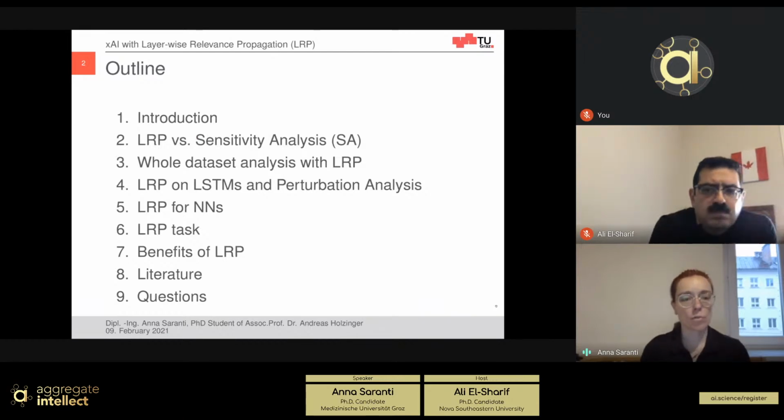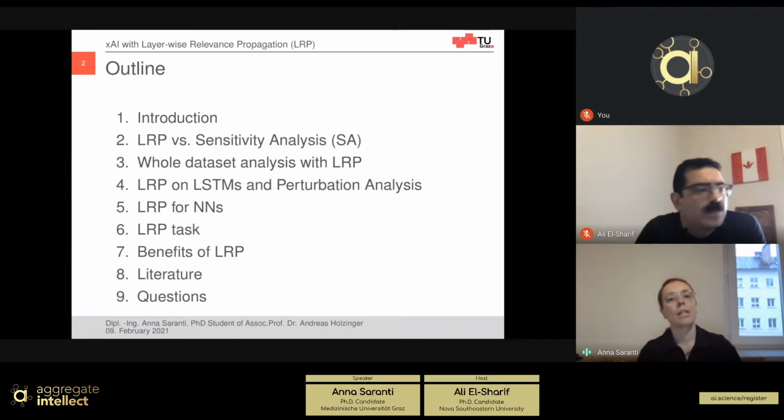The outline of my presentation will be as follows. First, I will make a brief introduction about heat maps and how they look, so that we have a vague idea what heat mapping methods are and what the benefits are. Then points 2, 3, and 4 refer to some motivational examples comparing layer-wise relevance propagation, which from now on I will only call LRP, versus sensitivity analysis, which is one of the other heat mapping methods that already exist. There are plenty of others too.